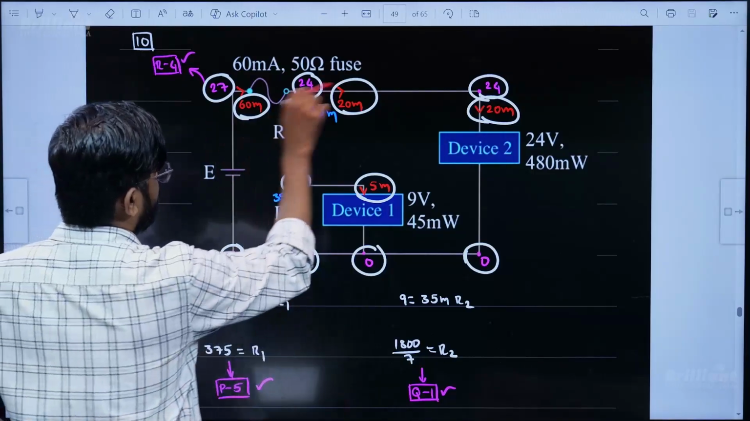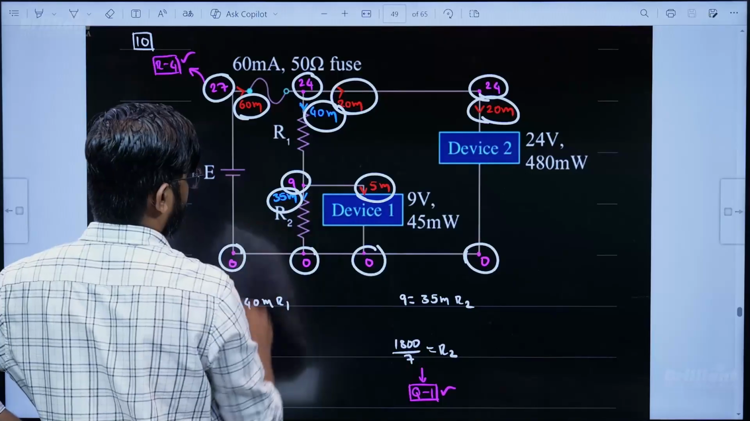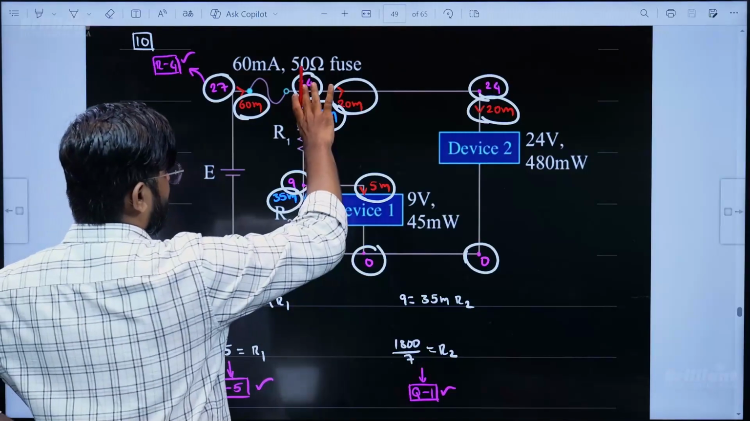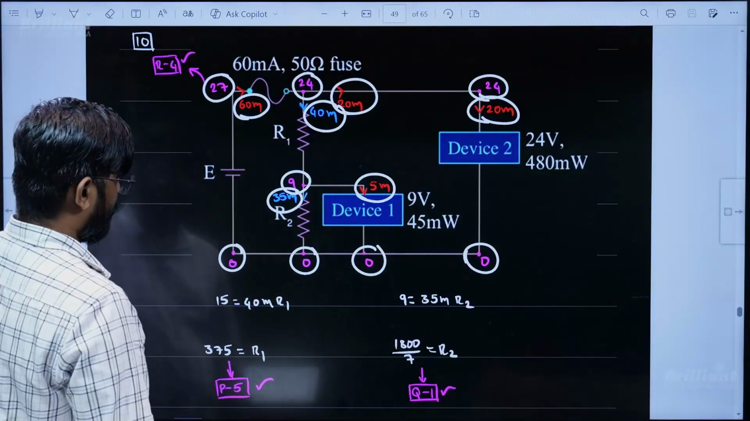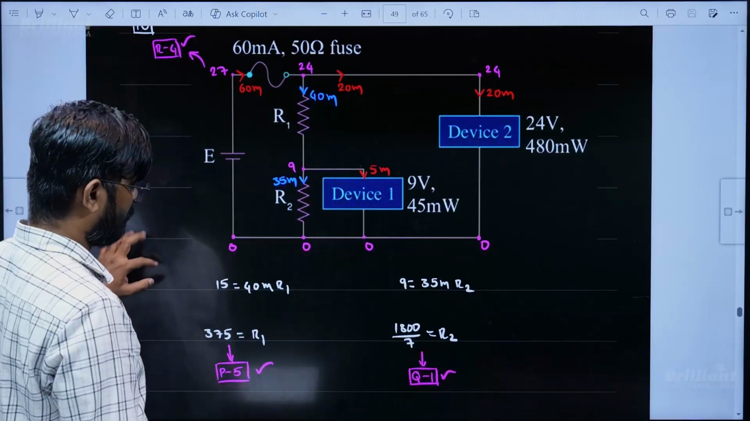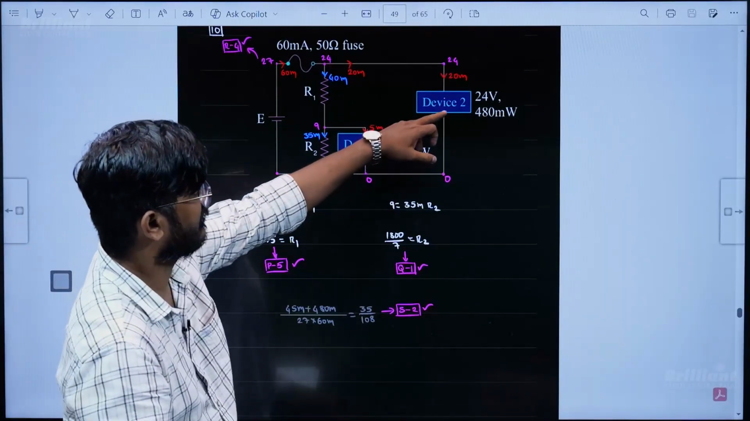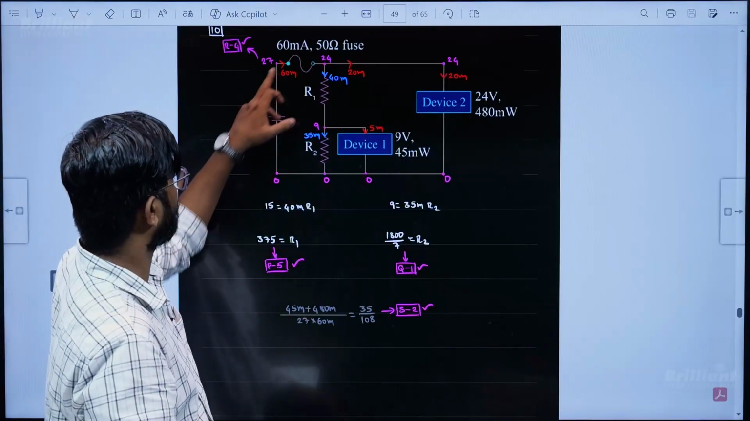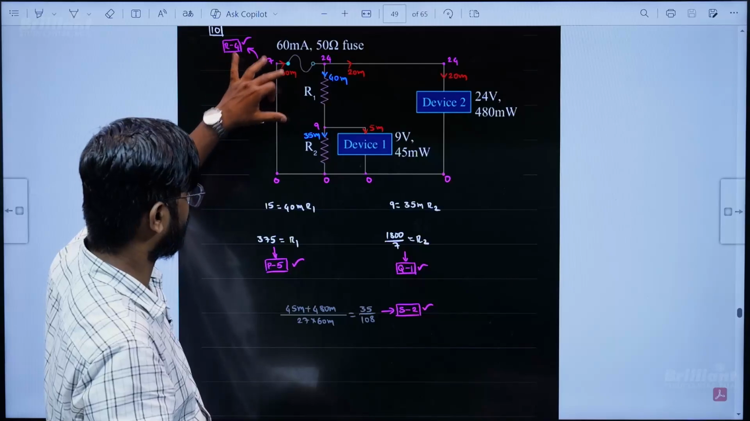Then out of 60, 20 is going here. So this is going to be 40. Out of 40, 5 is going here. So this is going to be 35. Then apply V equals IR across this, V equals IR across this. Then you will get R1 and R2. Right. Then I think they were talking about power also. That is also the power utilized by this, and the power delivered by the battery. That is going to be the EMF of the battery times the current.